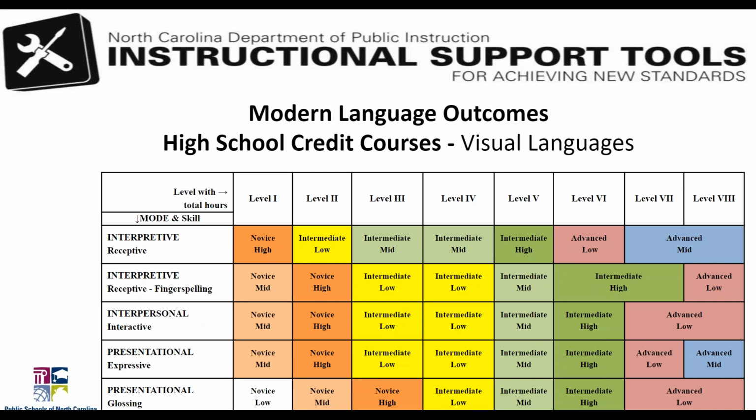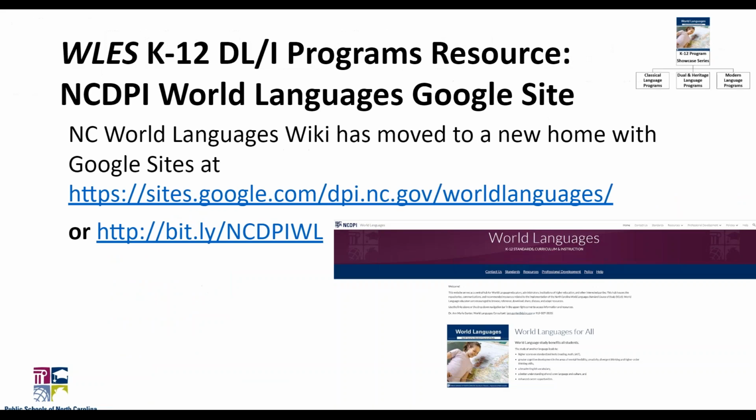All right, so now we've looked at what's in the standards, we reviewed our charts a bit. Let's go ahead and talk about some other things that are available to you for modern language program support. One thing I always like to point out is that we have a relatively new NCDPI World Languages Google site. Many of you are familiar with our World Languages Wiki, and those ceased to exist because the company went out of business in January of 2019.